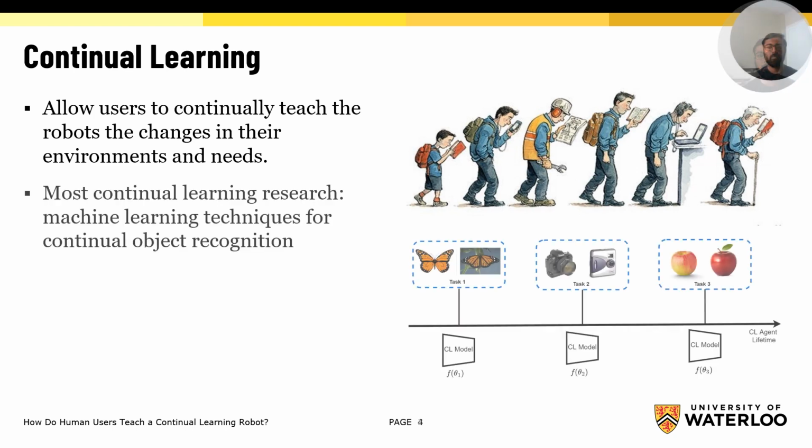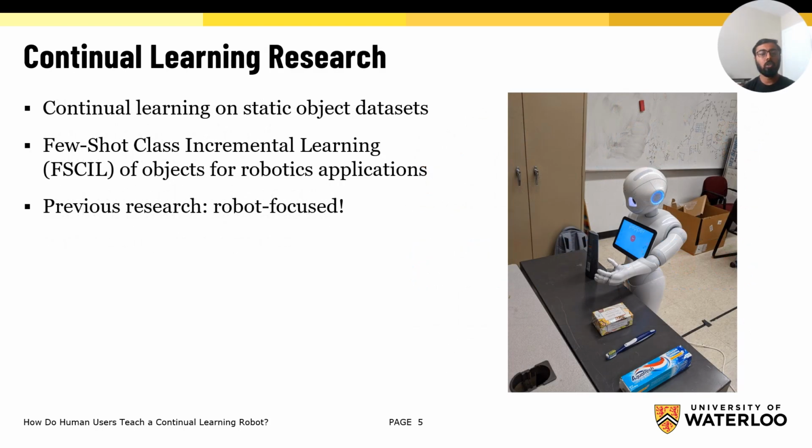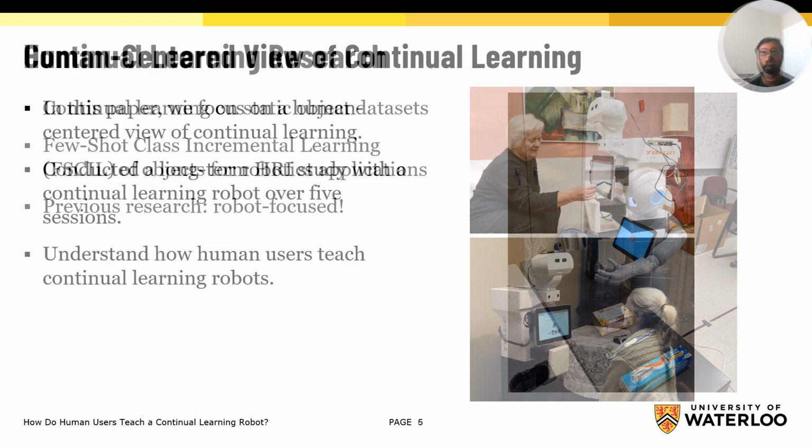Now, as one of the first tasks for the robot to understand its environment is to do object recognition, most continual learning research in the past has focused on continual object recognition. Although there has been significant research in continual learning in the past 5 years, all of this research has been robot focused, which means to develop machine learning models of continual learning that were either tested on static object datasets or on real robots interacting with their experimenters and not real users.